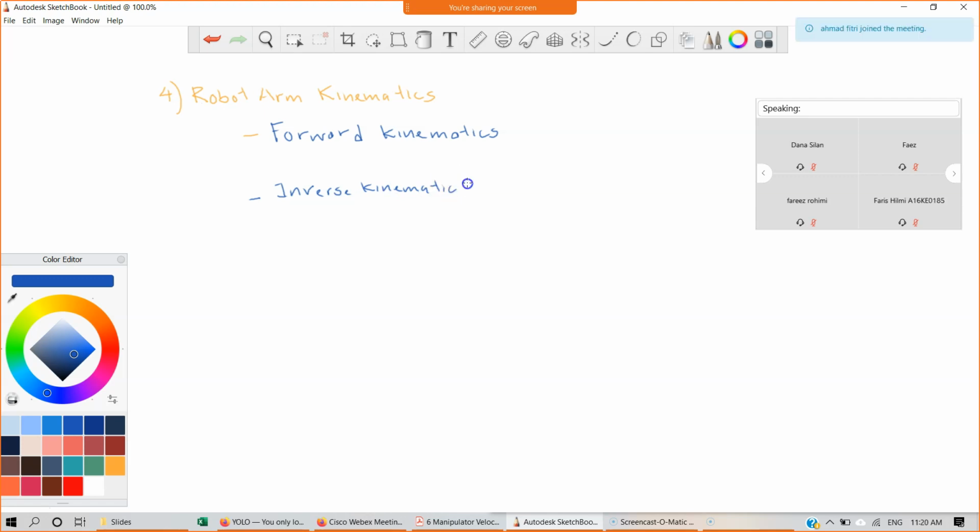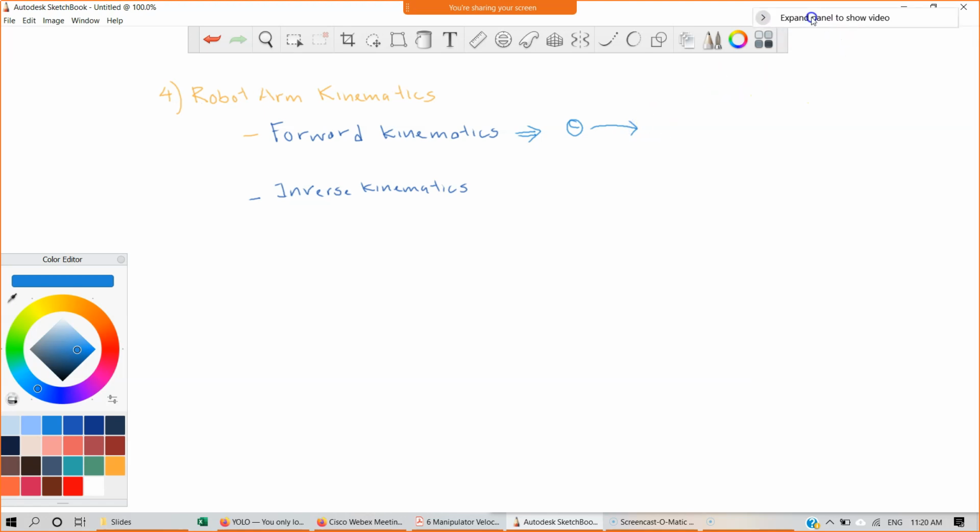In forward kinematics, if you are given the joint angles, theta, and geometric link parameters, you should be able to determine the pose. So what is pose? Pose is position and orientation.